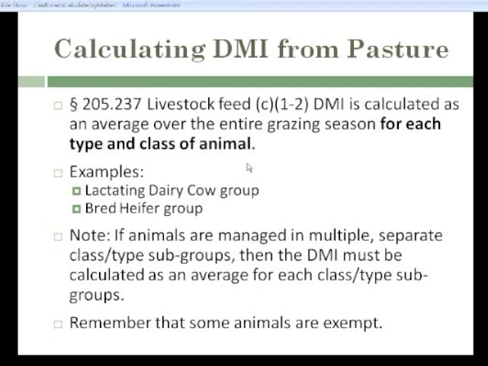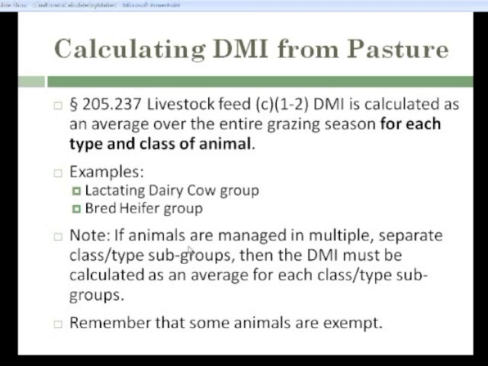So for example, you might have one group of bred dairy heifers that you have out on pasture during the grazing season that are getting a small amount of grain somewhere. Or you might have a group of younger heifers that are out on pasture but getting a larger amount of grain. And then you would have your milking cow group and possibly an additional dry cow group that are all being housed separately and fed different rations. So those would be different feeding groups, different types or classes of animals, and you'd have to do these dry matter intake calculations separately for each of those groups.